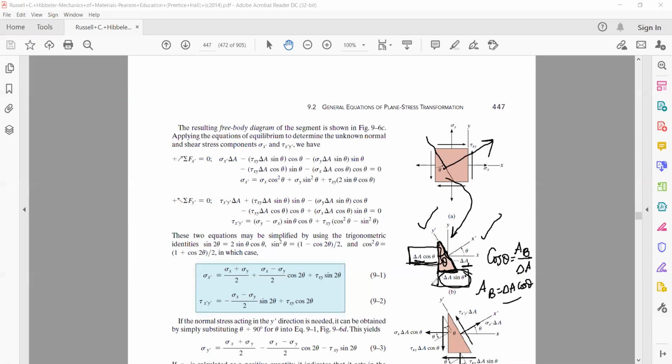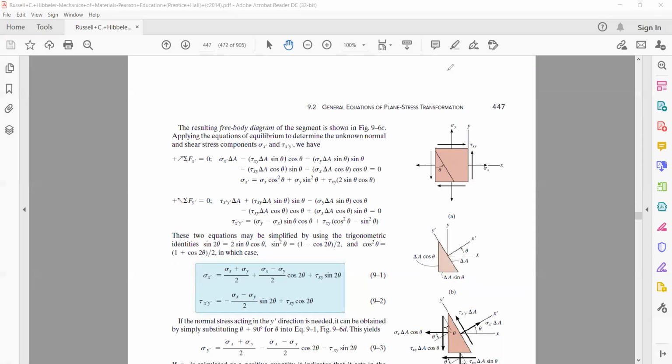Now let's do a very important step. Whether you have a simple square element, this wedge element, or a wedge that is a portion of a big element, the system has to be in equilibrium. The system will be in equilibrium when the summation of forces is equal to zero.